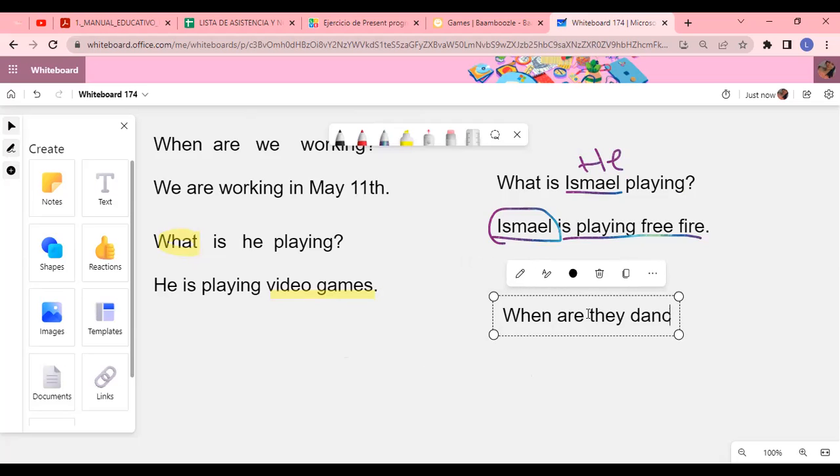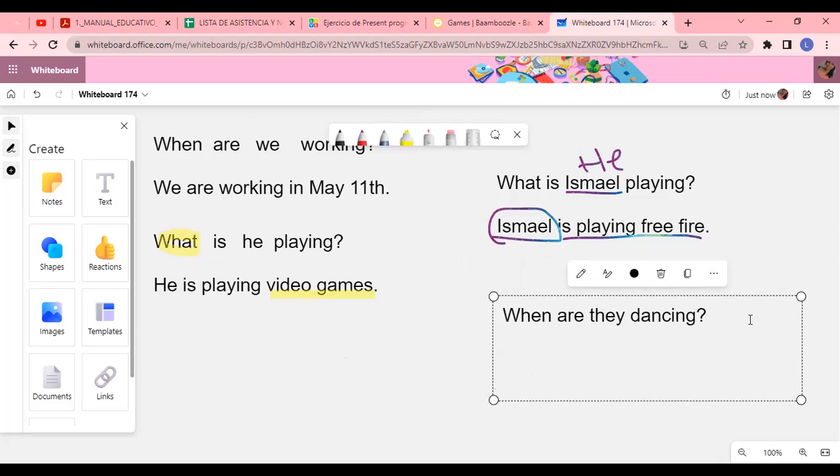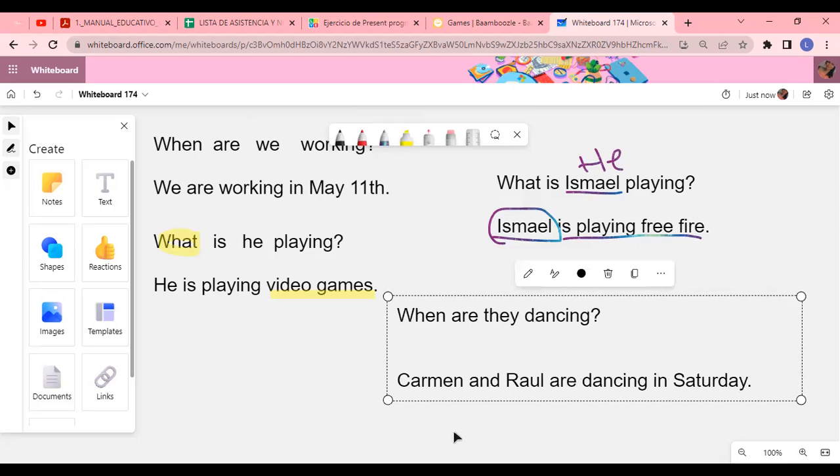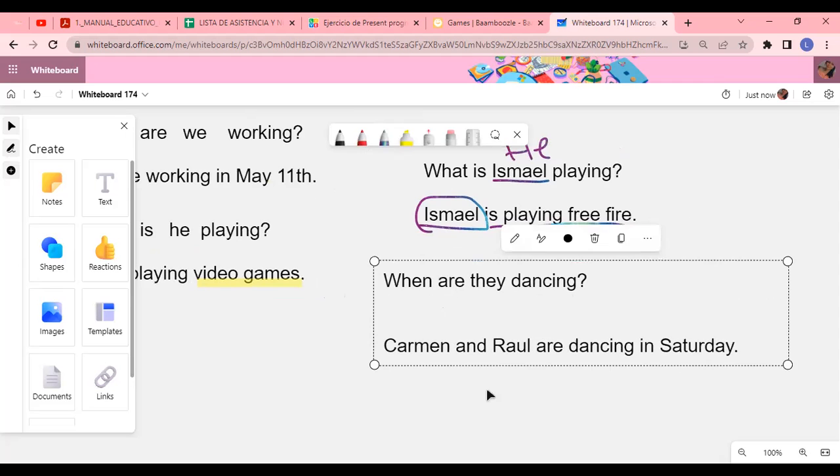Dancing. Traveling. Oh, dancing, traveling. Very good. When are they dancing? Okay, para responder sería... Aquí también podemos utilizar nombre. Podemos decir... Carmen and Raúl are dancing in Saturday. In Saturday, okay. El sábado, ¿vea? Ellos van a bailar. El sábado, exactly.